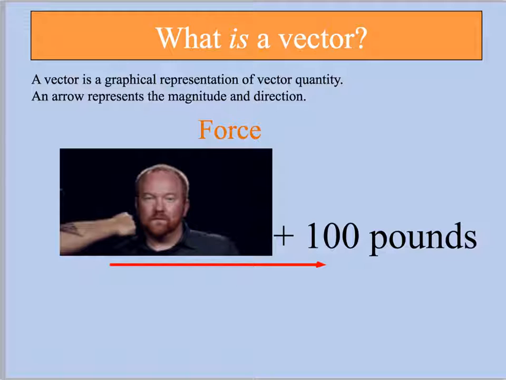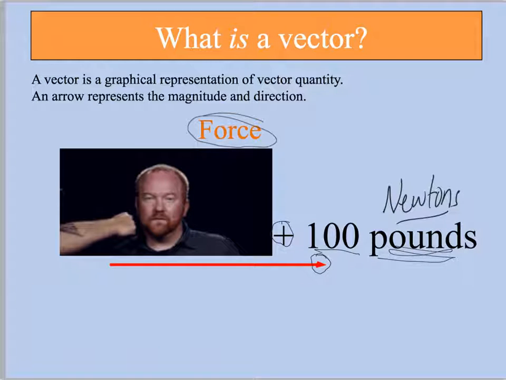This guy's about to get hit in the face with a certain amount of force, and that force is directed to the right, so we see a plus sign, and we also see our arrow pointing to the right, and he's going to get hit with 100 pounds of force into the face. So we would direct our arrow to the right, and we would give it a certain length to represent magnitude. Of course, pounds is an English unit typically. When we get to the real metric unit of force, we use newtons.